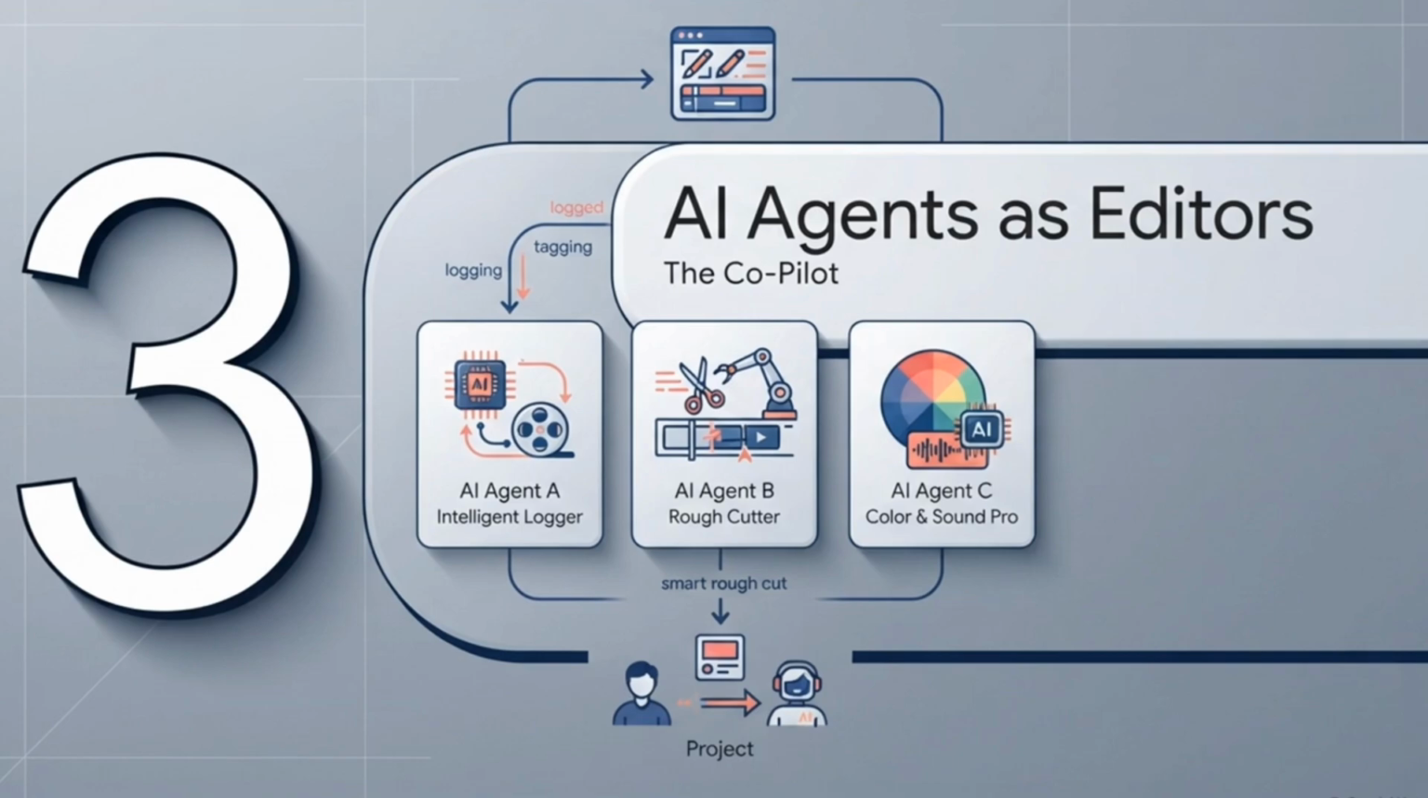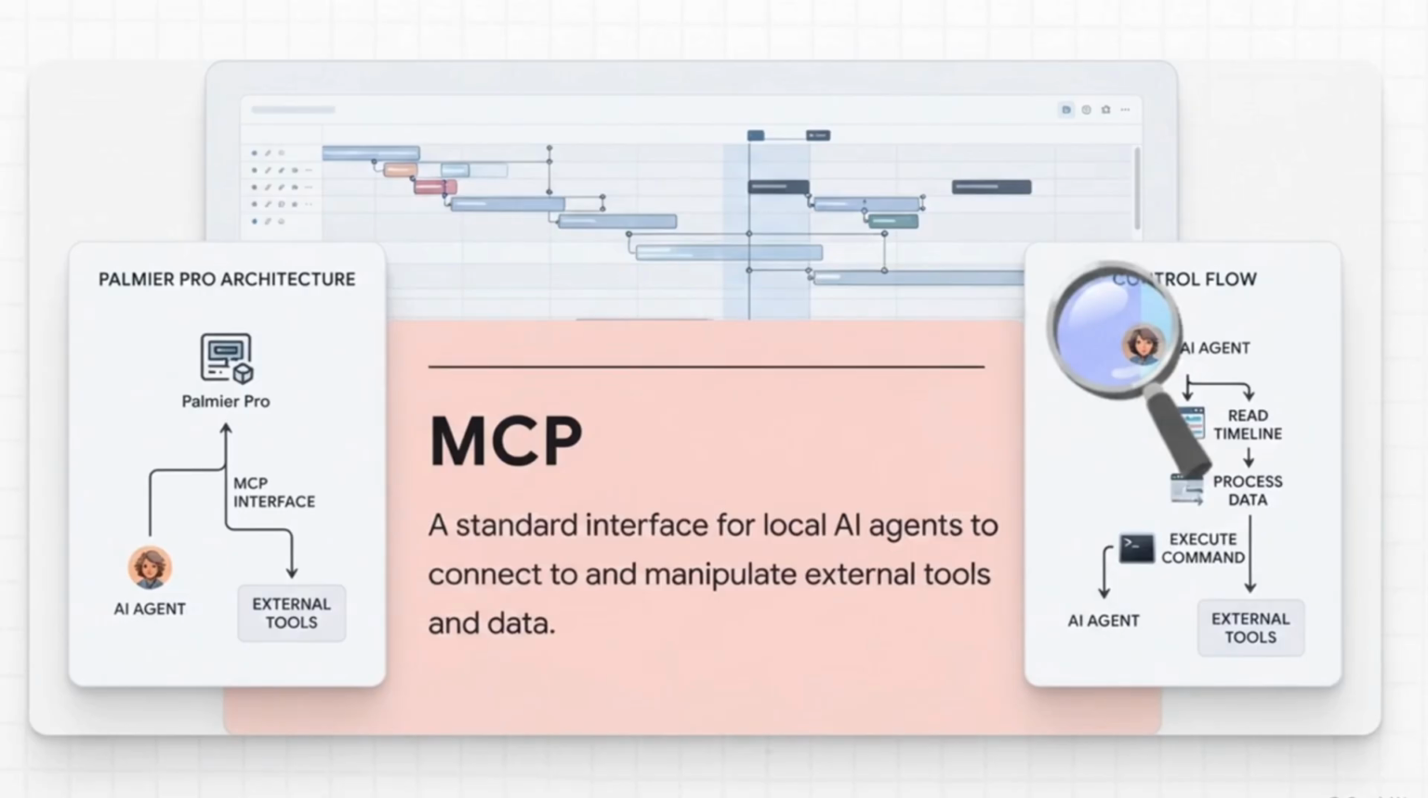Let's talk about letting AI agents actually manipulate the project alongside you. This whole thing runs on MCP, or the Model Context Protocol. Basically, it's a standard interface that lets local AI agents securely connect to, read, and directly control external tools. This is what turns Palmier Pro from just another static graphical interface into a programmable engine driven by agents like Claude. The AI can literally see the structure of your timeline.